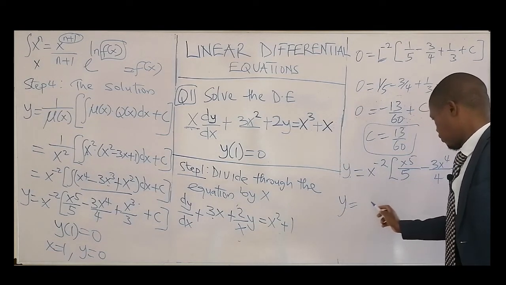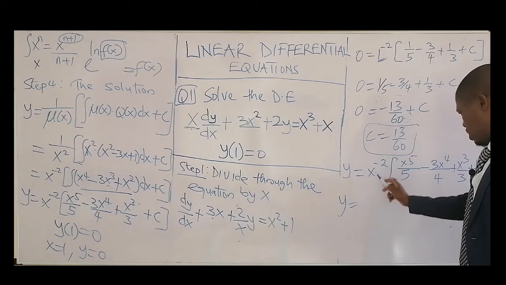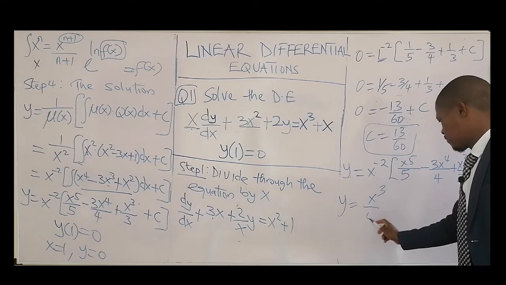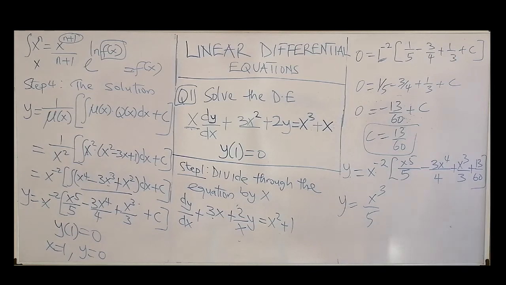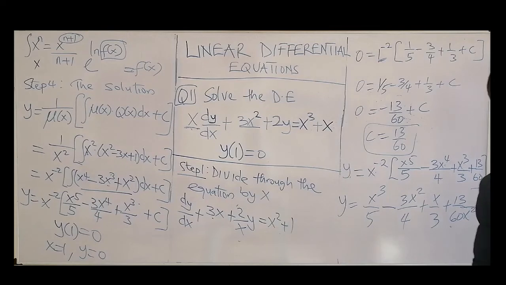what? y equal to, this is okay, that will be x^3 over 5. This power 5, this is minus 2. So 5 minus 2, that's power 3. Then here also, that will be minus 3x^2 over 4. This one also, that will be plus this, then plus 13 over 60 x^2. So that's the final answer for that. Okay? So that's the final answer for that.